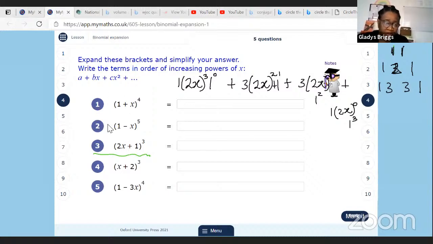2x plus 1 to the power of 3. And x plus 2 to the power of 3 and 1 minus 3x to the power of 4. I think I'll put this one for you as your assessment. Stop here. Let's do it on my whiteboard.